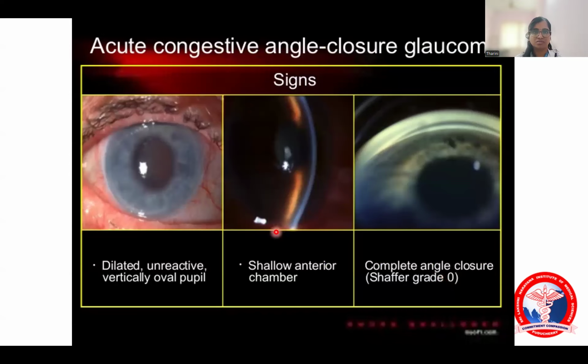This is a picture showing acute congestive angle closure glaucoma. The signs include a dilated, non-reactive, vertically oval pupil, shallow anterior chamber, and gonioscopy shows complete angle closure. So these patients also will present with red eye, but they will have severe pain and defective vision also.